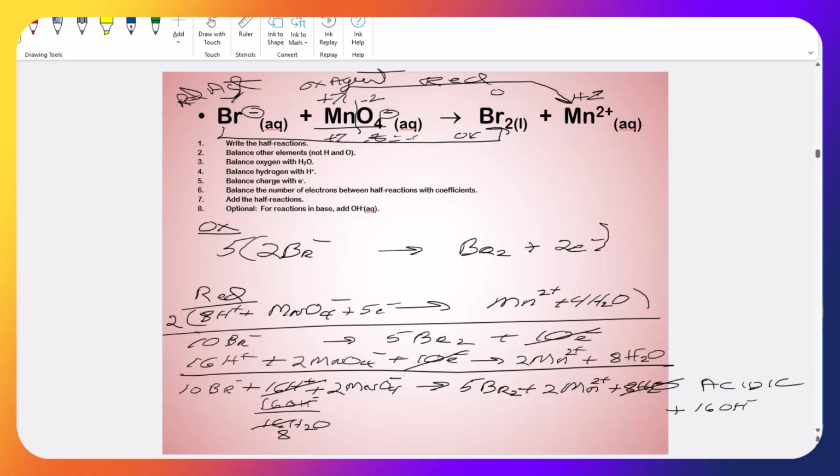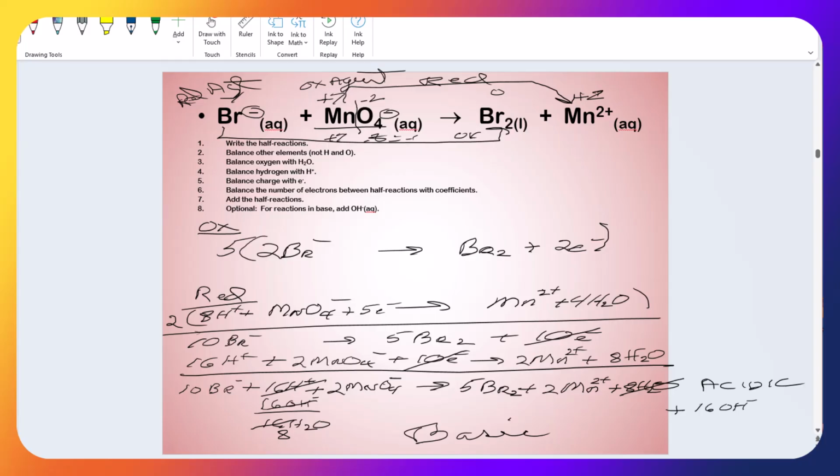So just to double check on the hydrogens and oxygens, because I did some manipulation here, I've got 8 times 2, which is 16 hydrogens. Here I have 16 times 1, 16 hydrogens. I have 16 oxygens. Over here I have 8 oxygens plus 2 times 4 is 8 oxygens. So I'm still balanced, but now I'm balanced in basic conditions.